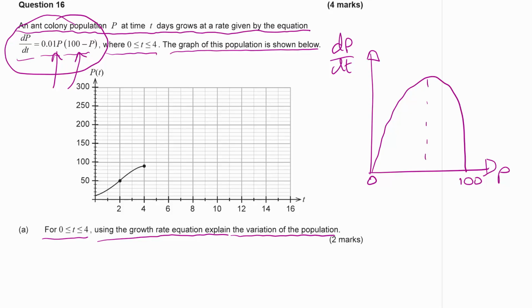And the maximum would be here when the population is 50. And that's exactly what we see here. So we have low growth here, and the point of inflection just here when P is at 50. And I would mention all of those things and probably draw this graph as part of the answer.